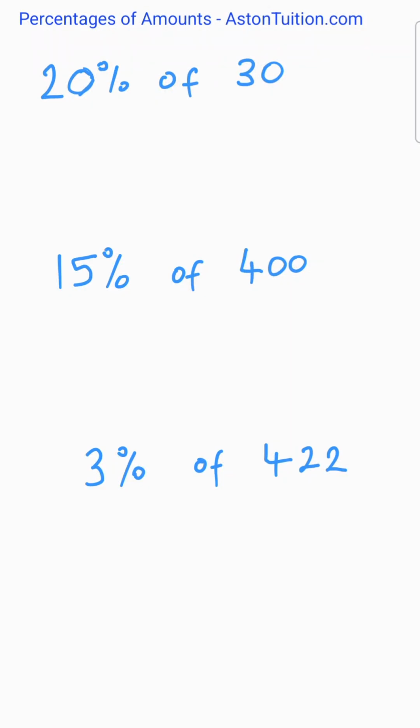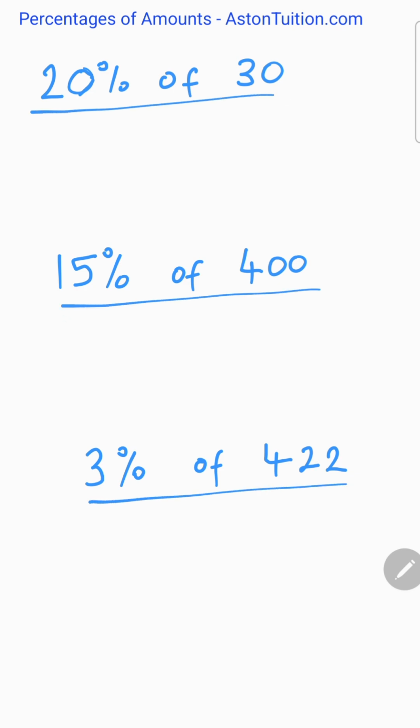Let's do these questions. 20% of 30. What I'm going to do is change the questions so everything becomes a fraction. Percent means out of 100, so 20 over 100. Of means multiply, and a whole number, when you write it as a fraction, you put it over 1. So now it's just a case of multiplying fractions.